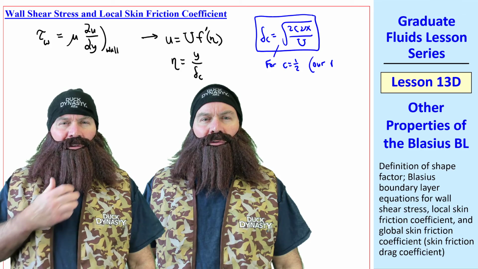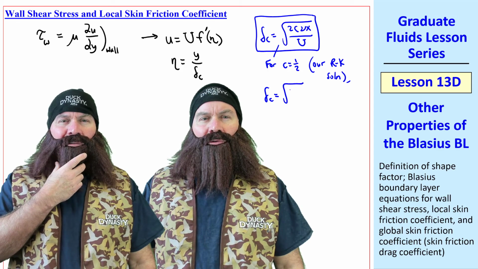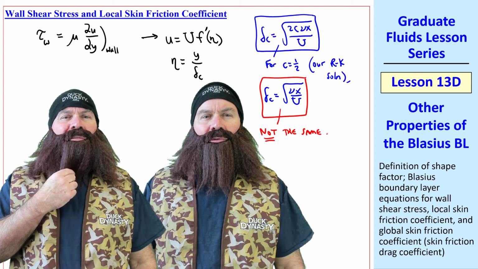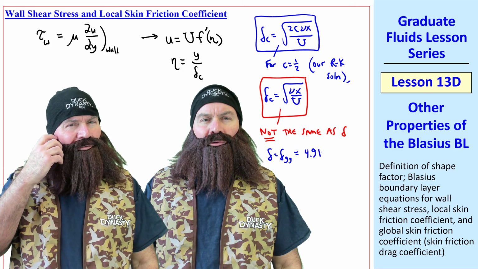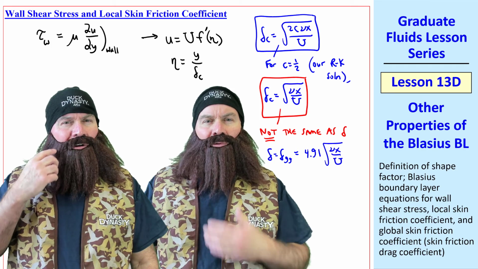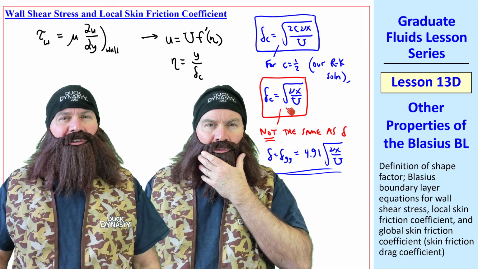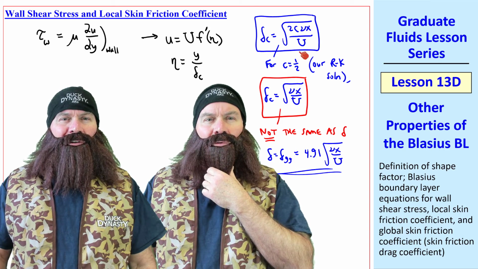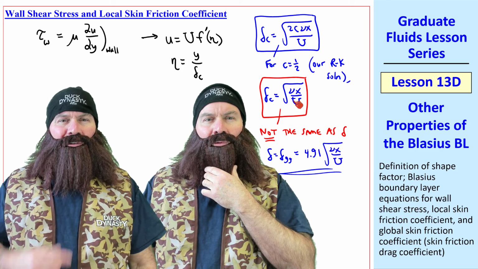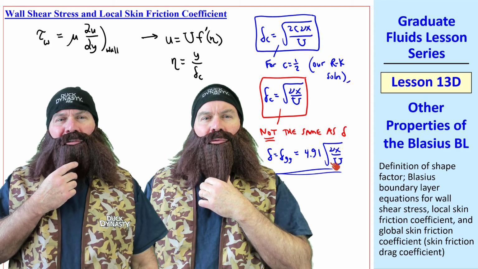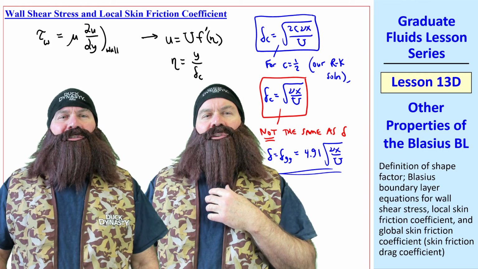For C equal 1/2, which is what we used in our Runge-Kutta solution, delta C is simply square root nu x over U. It's not the same as delta, which we called the 99% boundary layer thickness, which is 4.91 square root of nu x over U. Then delta C has no physical significance? Well, the magnitude of delta C is arbitrary because we can pick this constant C to be anything we want. And for C equal 1/2, this delta C is much smaller by a factor of 4.91 than the actual boundary layer thickness. Thank you, sir.